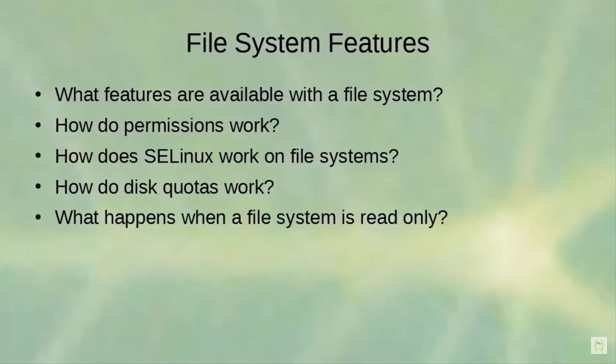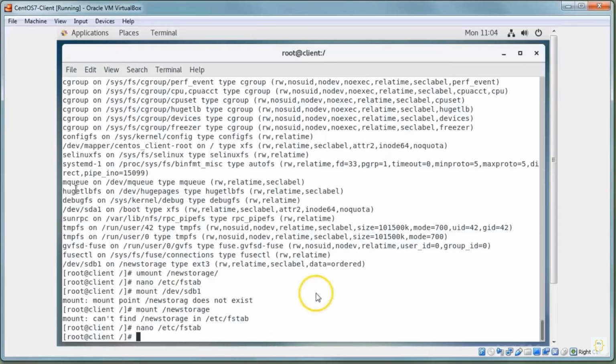What features are available with a file system? Well, you have all kinds of features. You have the ability to read and write to files, edit files, set permissions on files. You can use things like SELinux, disk quotas, all kinds of things. So permissions, how do they work? Well, the way they work in Linux is each file has some kind of an associated number. And the associated number indicates, well, what the permissions are. You have users and you have groups, and you can see all this information with the stat command.